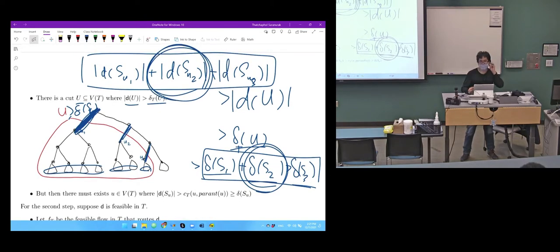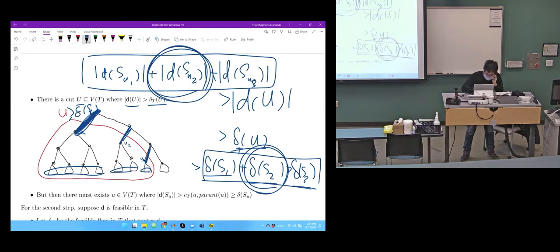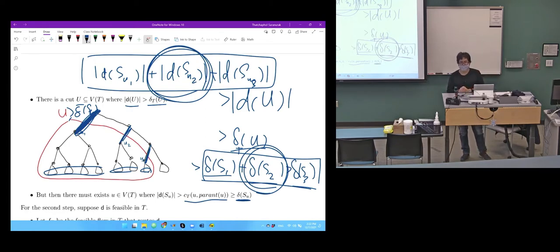Is this clear? The important thing to note is that for each of these guys here, the capacity of the tree edge from U to its parent must be at least this. And this is because the tree is a flow sparsifier. Once you have that, just combine this inequality, and you would have that there must exist just one node U such that the total capacity is more than the cut size. Question about this?